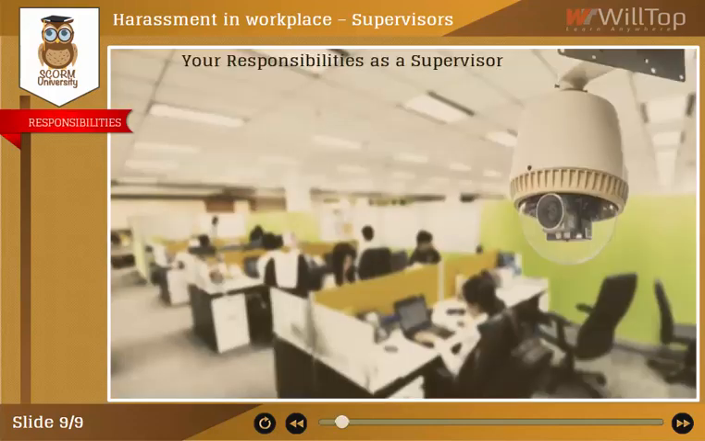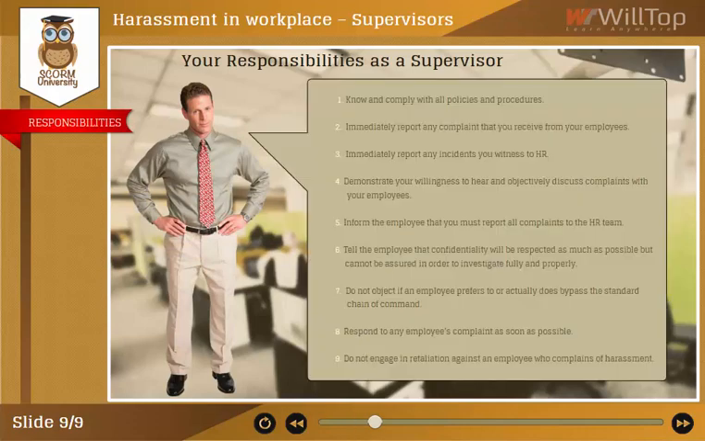Your responsibilities as a supervisor. Know and comply with all policies and procedures. Immediately report any complaint that you receive from your employees. Immediately report any incidents you witness to HR. Demonstrate your willingness to hear and objectively discuss complaints with your employees. Inform the employee that you must report all complaints to the HR team.